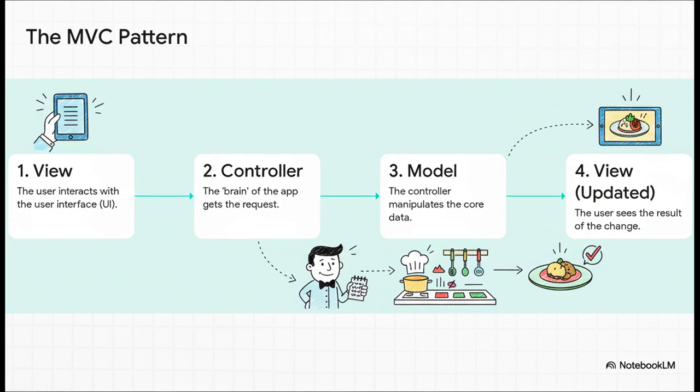You, the user, are looking at the menu. That's the view. The controller is your waiter. You place your order, and the waiter takes that request to the kitchen. The kitchen is the model. It prepares your food, which is the data. Then the waiter, the controller, brings it all back to your table, the view.